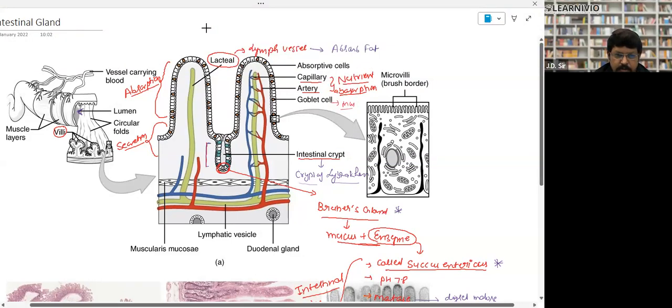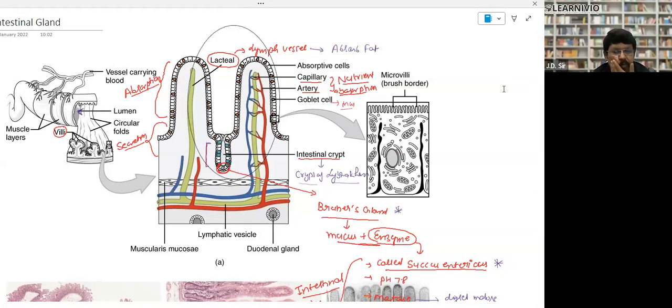Look, you have to make only this diagram, only this part. Whatever I have in the circle, you have to make only this part. Make it quickly with the name and show the absorptive part and intestinal crypt of Lieberkuhn.